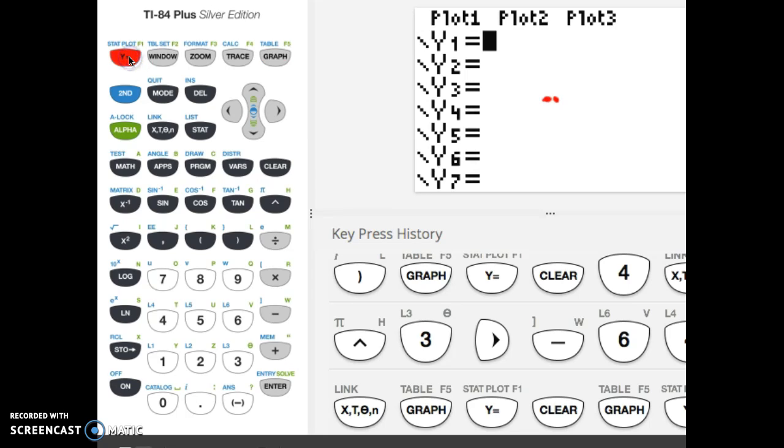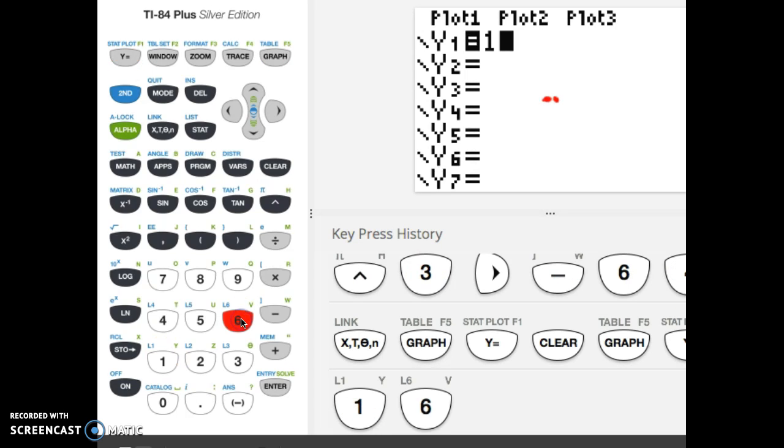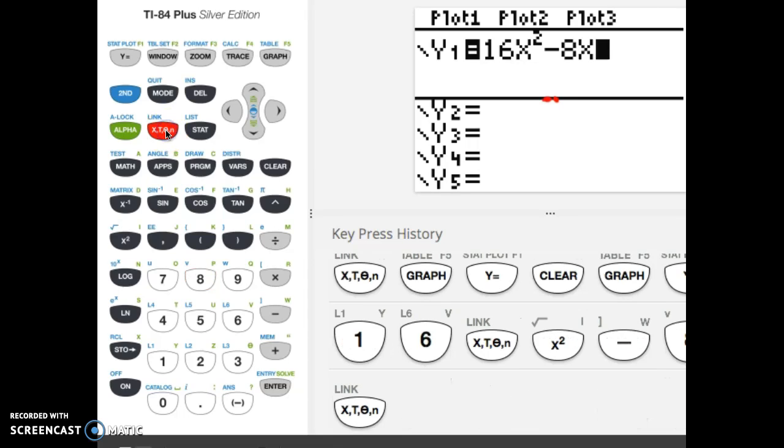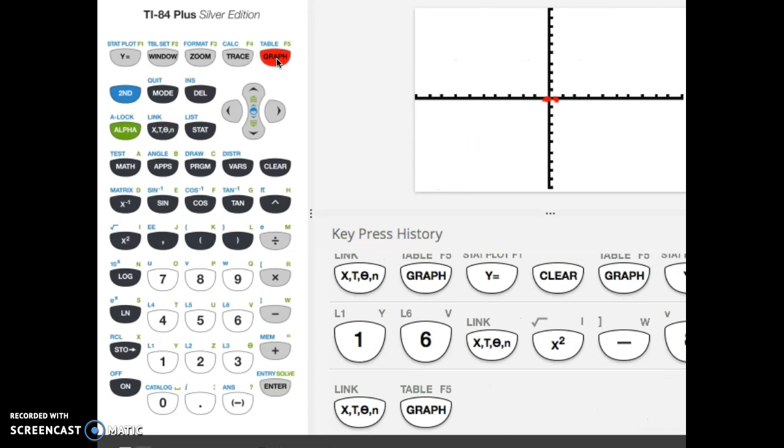So let's go up to y equals. I believe the original problem was 16t squared, which I can write as x, and then minus 8t or 8x. And again, when I hit graph, notice how the graph goes through both of those answers. That's how I know the answers are 1/2 and 0. I can always check with the graph.